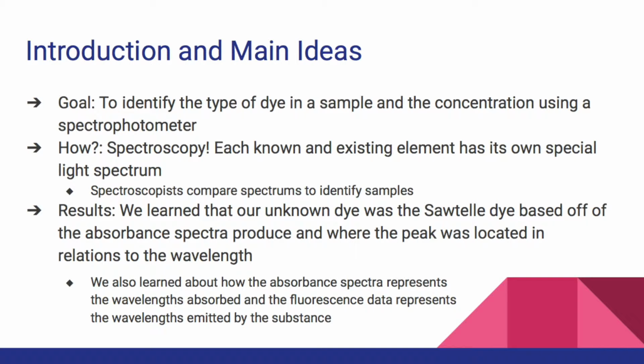Using spectroscopy. Each known and existing element has its own special light spectrum that spectroscopists use to compare spectrums to identify samples. The results are that we learned that our unknown dye was the Swatelli dye based off of the absorbance spectra that was produced and where the peak was located in relation to the wavelength. We also learned that the absorbance spectra represents the wavelengths that were absorbed and the fluorescence data represents the wavelengths that were emitted by a substance.